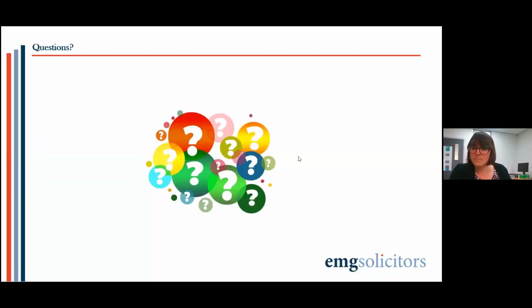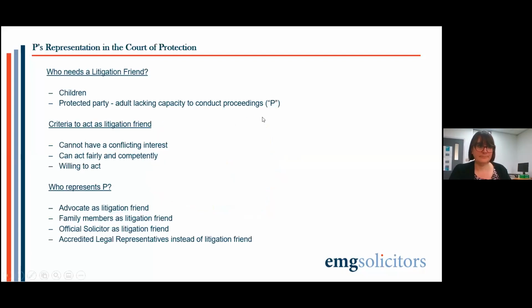Right. For the last section. How is P represented? So we've talked about all of the things that can be done. How is P involved? P being your client who is in the care home or elsewhere, who is said to lack capacity, and they need to be represented.